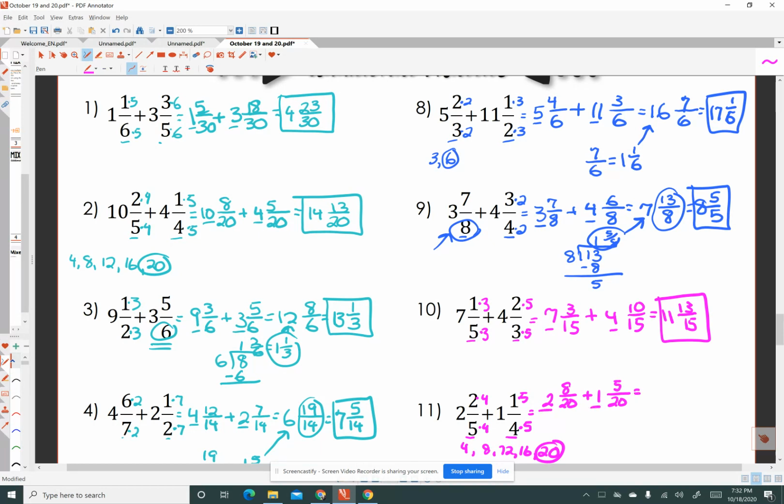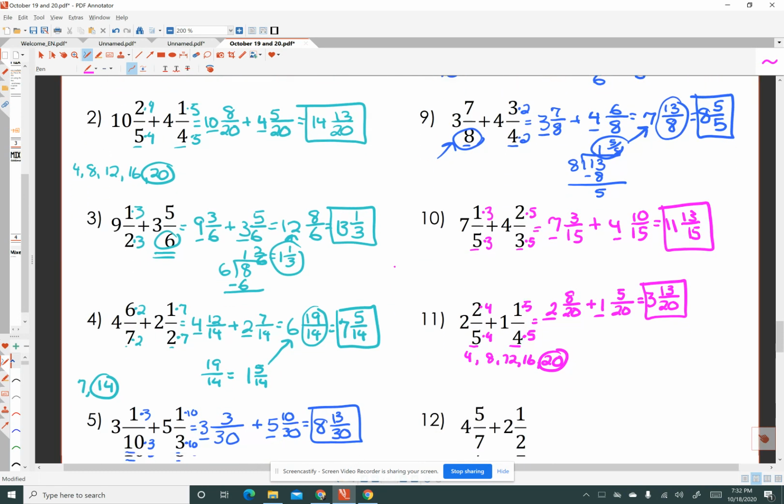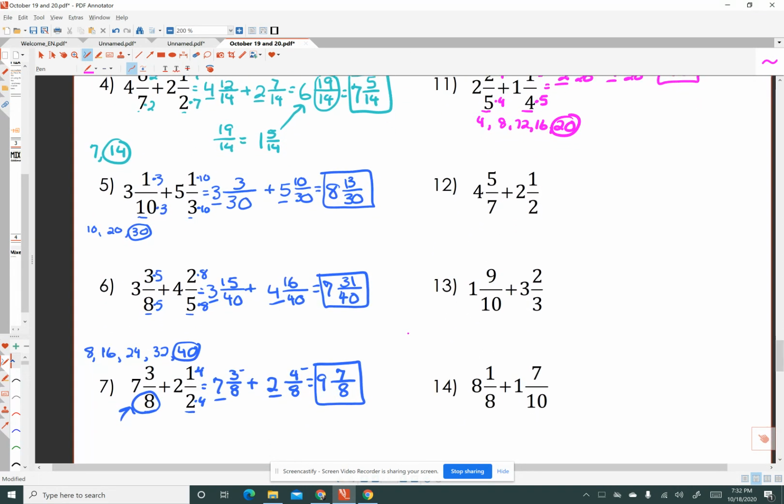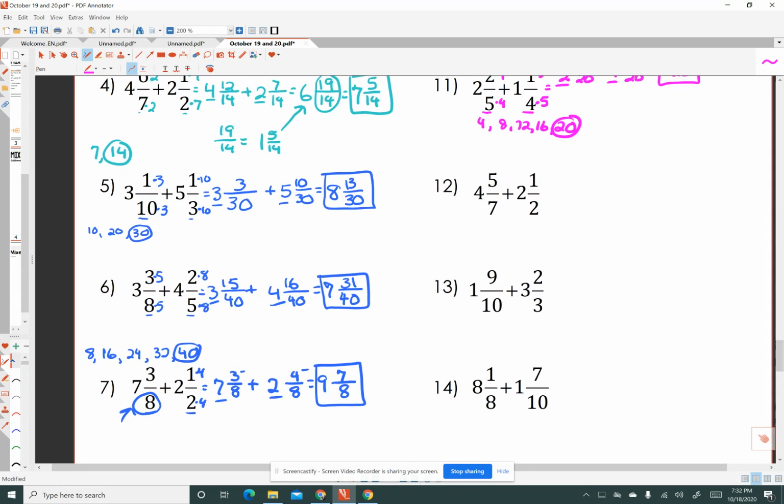We add the whole numbers. 2 plus 1 is 3. Working in 20ths, 8 plus 5 is 13. And that is fully simplified already, and that is a final answer, 3 13/20. And let's finish this page.